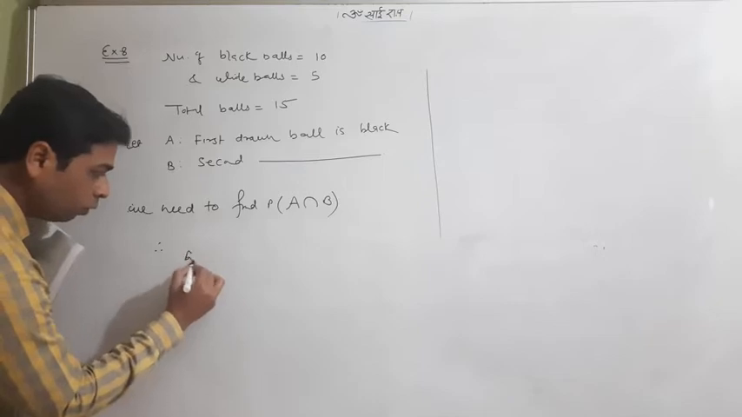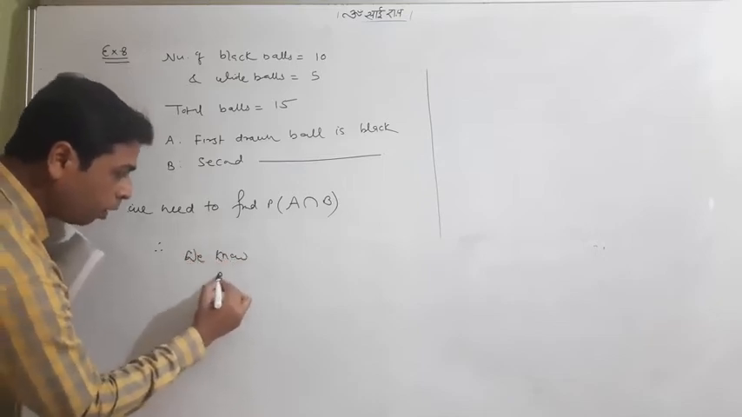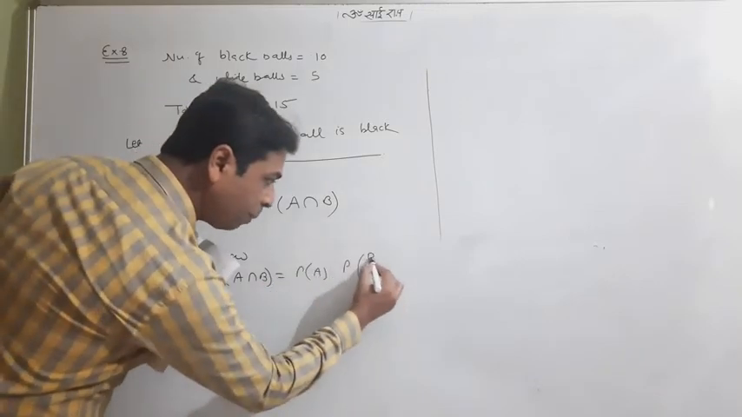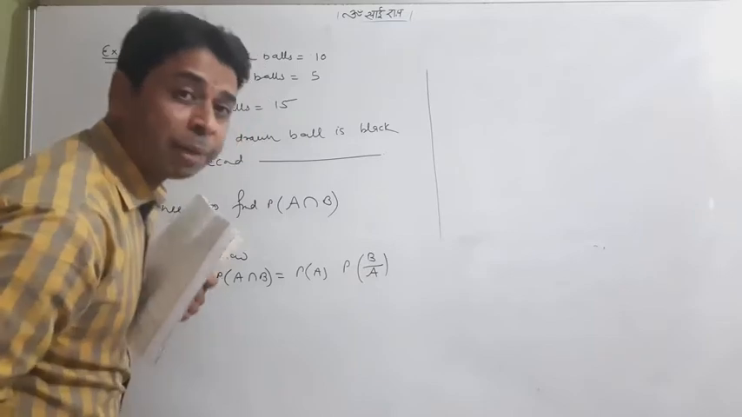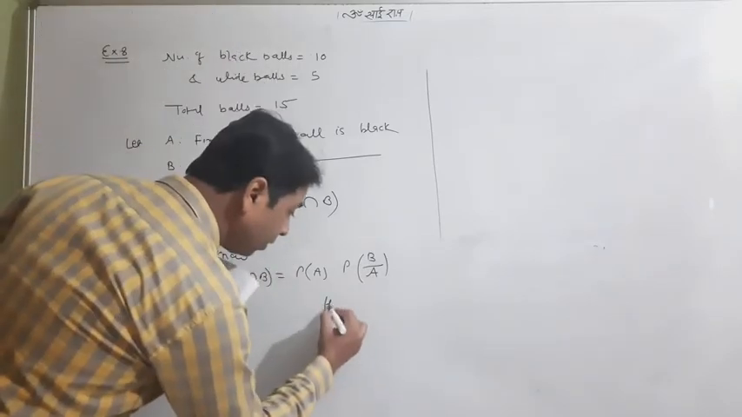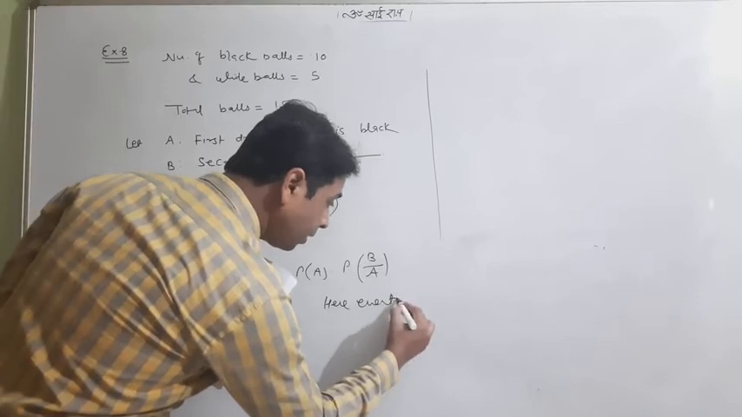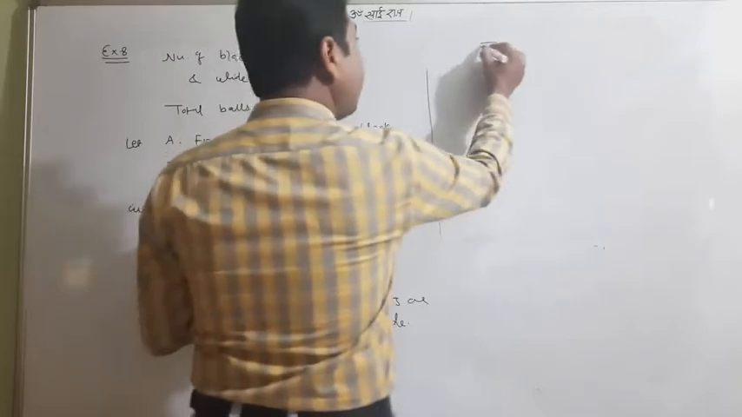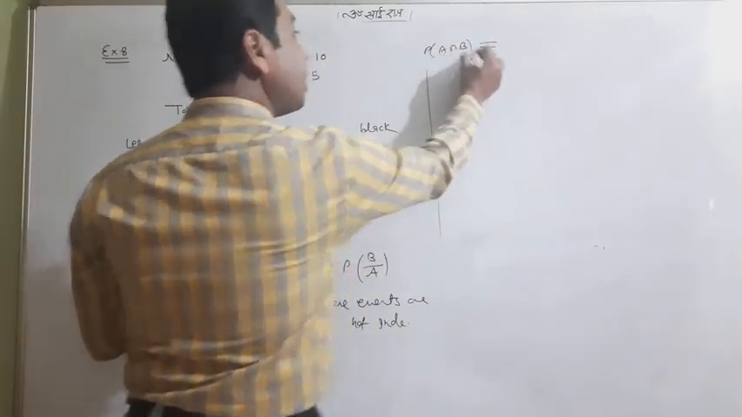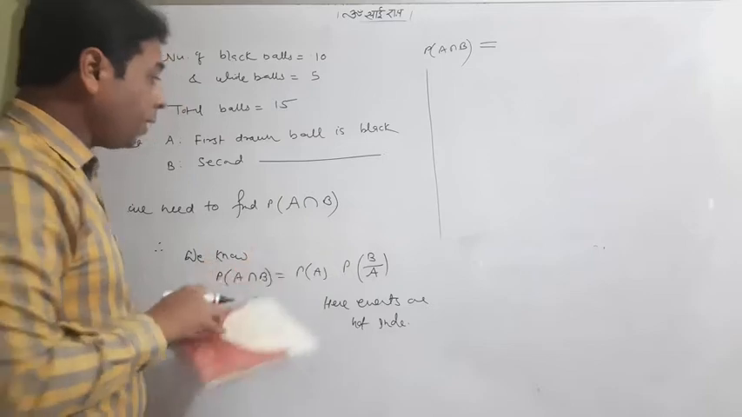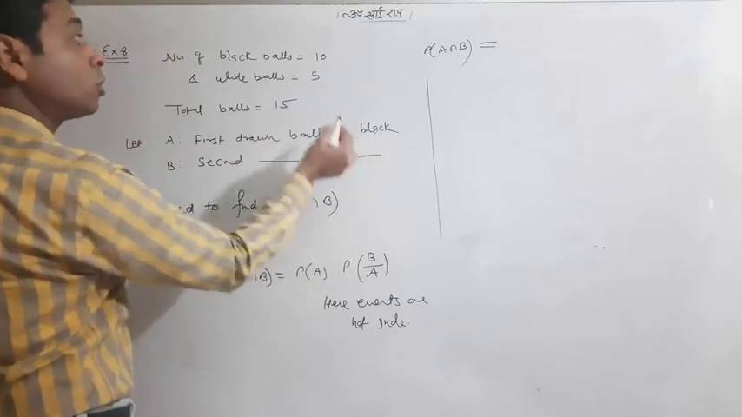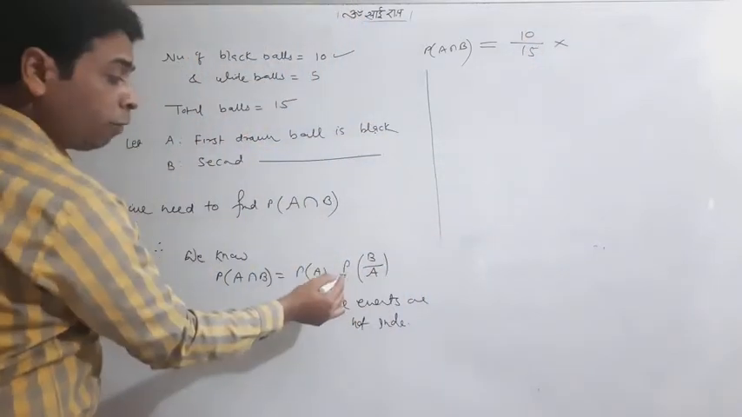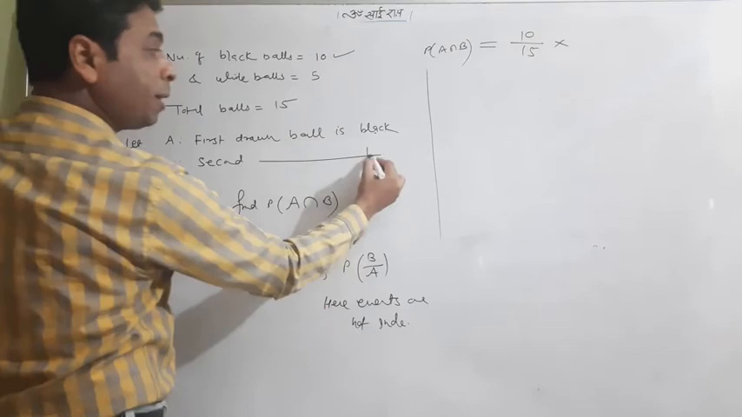So we know that P of A intersection B is equal to P of A into P of B upon A. Why am I writing upon A? This time A and B are not independent here. Events are not independent. So I'll write the answer only. P of A intersection B is equal to P of A. What is the meaning of A? A means black ball. So how many black balls are there? 10. So 10 upon total balls 15. P of B. What is the meaning of B? Second ball is black.